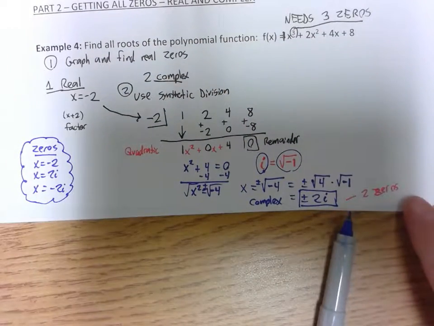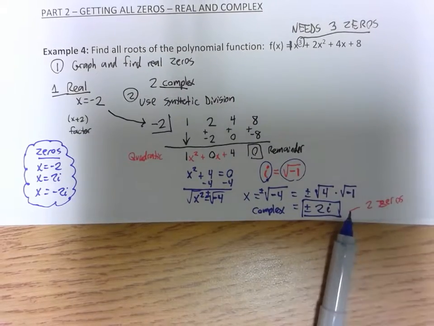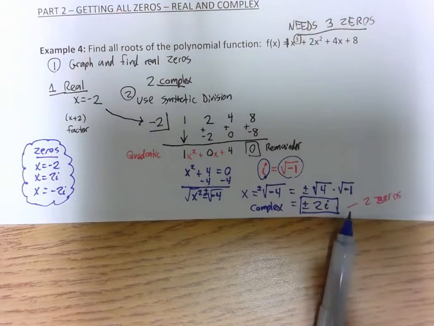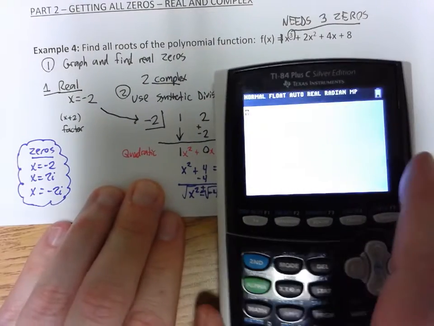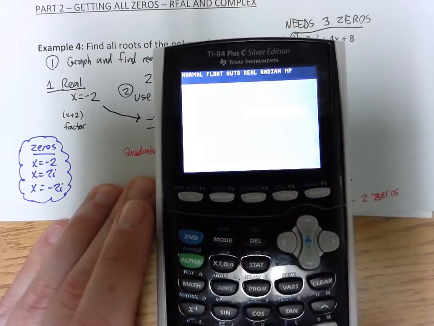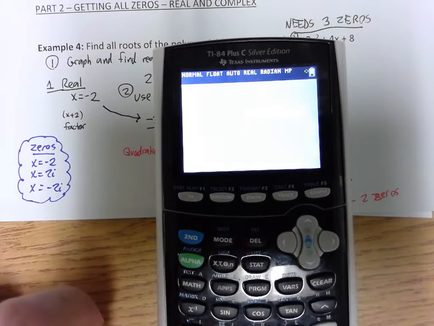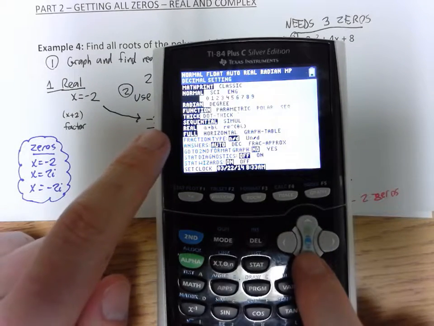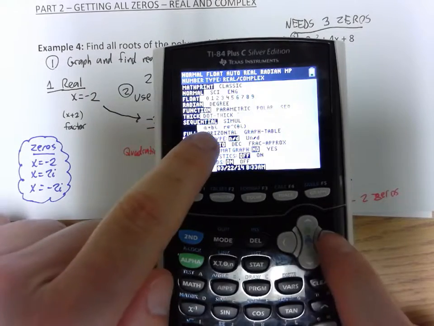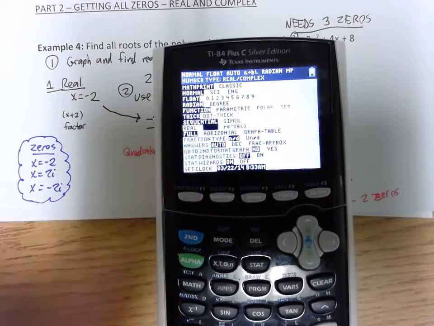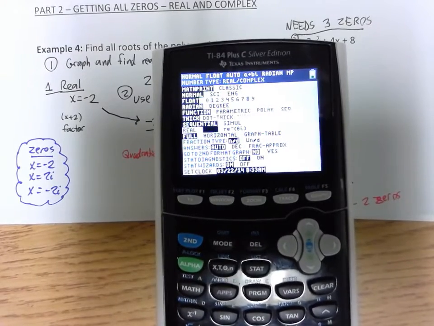It's kind of weird, but that satisfies the need to have 3 zeros due to that third power. We can actually check that. Let me show you something in here that's kind of cool. I want you to hit the mode button. Scroll down to where it says real and go over to a plus bi and hit enter. Okay, that should highlight that.